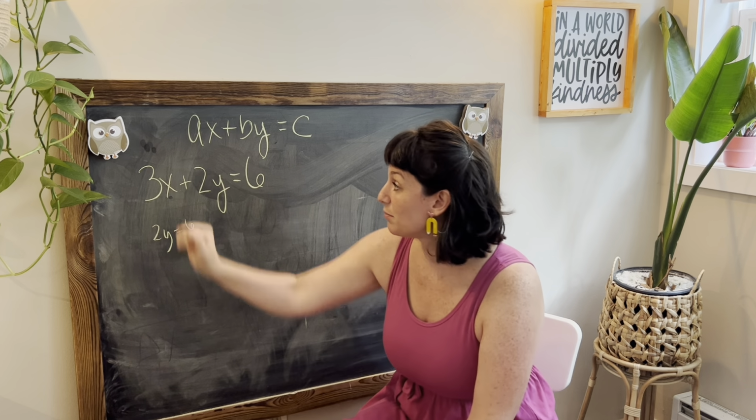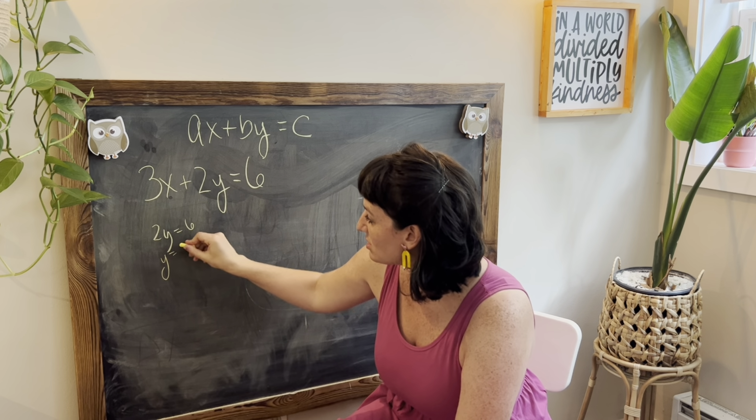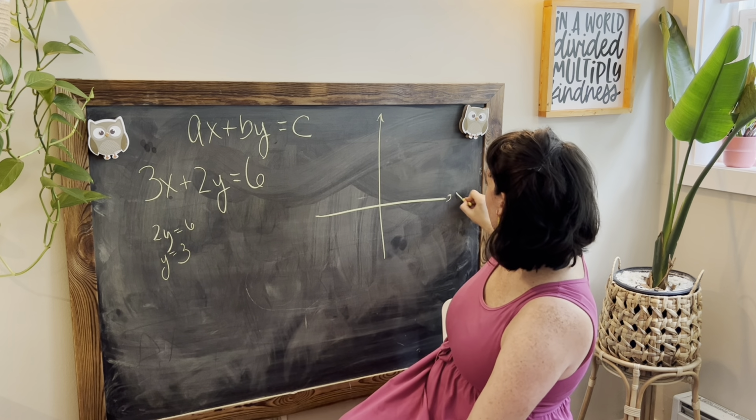We're going to solve it. Plug in 0, cover up. Now solve. y is just 3. Okay, great. I'm going to start my little graphy graph.